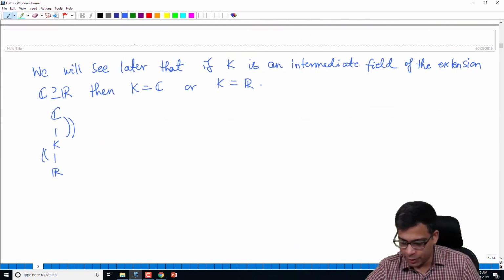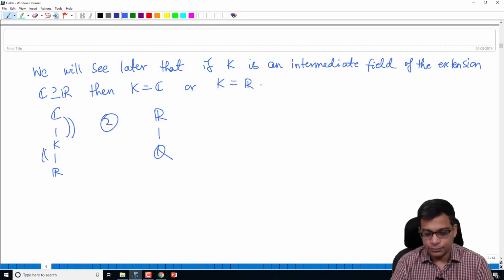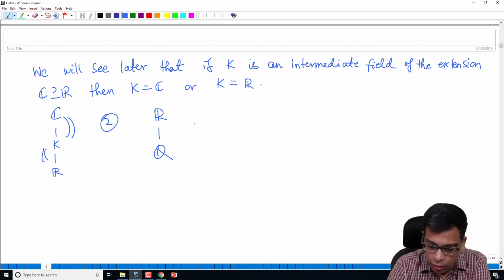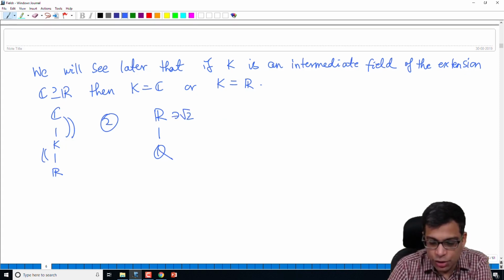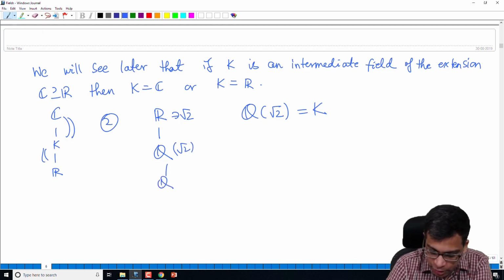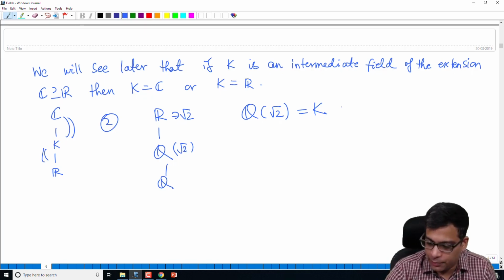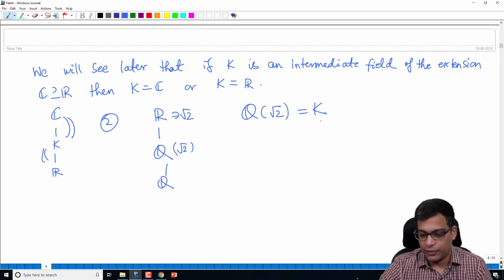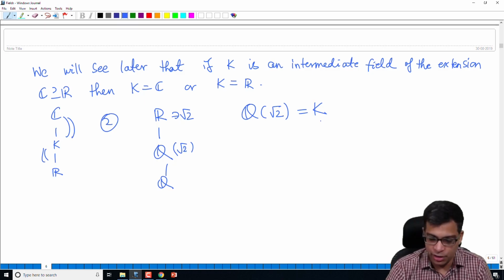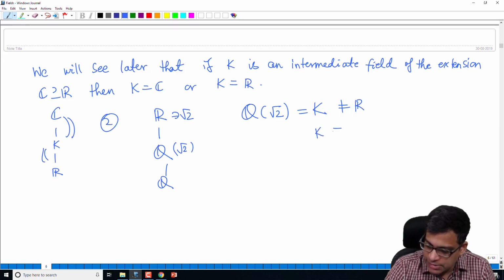So let me do some more examples. Second example, you take R and Q. Now you can take root 2 here, which is not in Q, and you can consider Q(root 2). That's K. So Q(root 2) will be an intermediate field, and we can describe the elements of Q(root 2) as we have done before, but we will have a more convenient, simpler description later. But this is actually not equal to R. That's all I will say for now, and K is certainly not equal to Q.